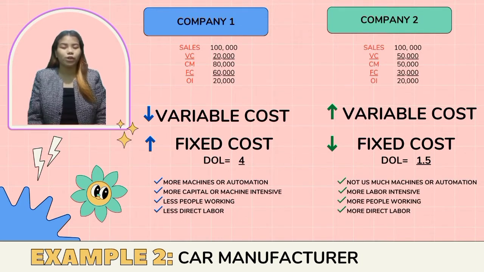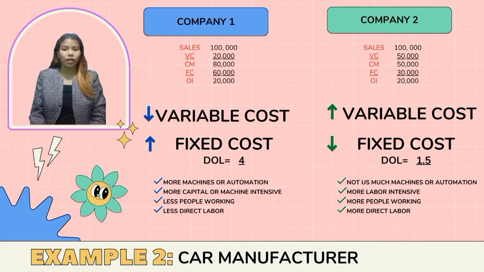Meanwhile, for the company where the variable costs are higher for the same level of sales and the fixed costs are lower, that means there will be more people working there. And it led to more direct labor. It can be more labor intensive, so not as much automation, not as many machines in a company like that.